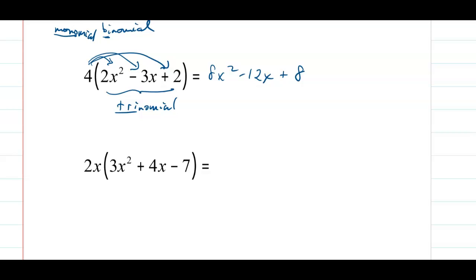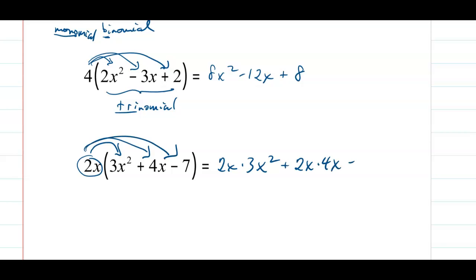The next one is just a little bit more complicated. Instead of just a number for the monomial out front, we're going to multiply by a number times a variable, so the term is 2x. And the 2x times the 3x squared looks like this if we write it out. And the 2x times the 4x, and then the 2x times the negative 7, that's negative 14x.